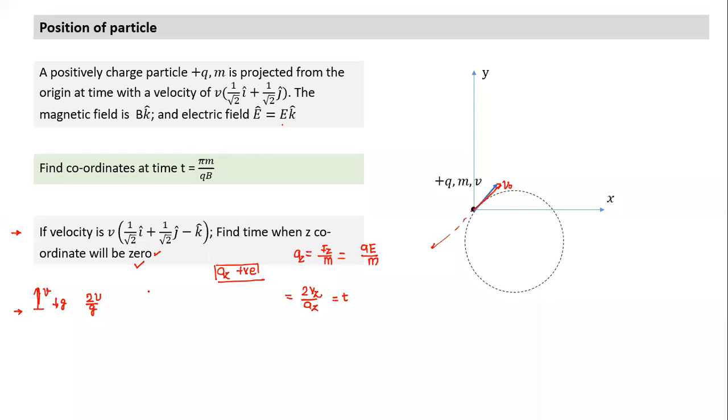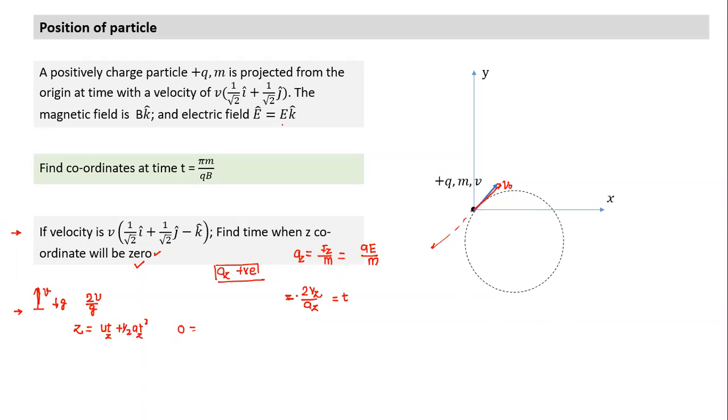Exactly the same thing we can calculate. What is the other way of calculating? I can calculate the z coordinate displacement. I can write ut plus 1 by 2 a t square in z direction. If I substitute everything and set it equal to 0, I can get an answer. I hope you understood.